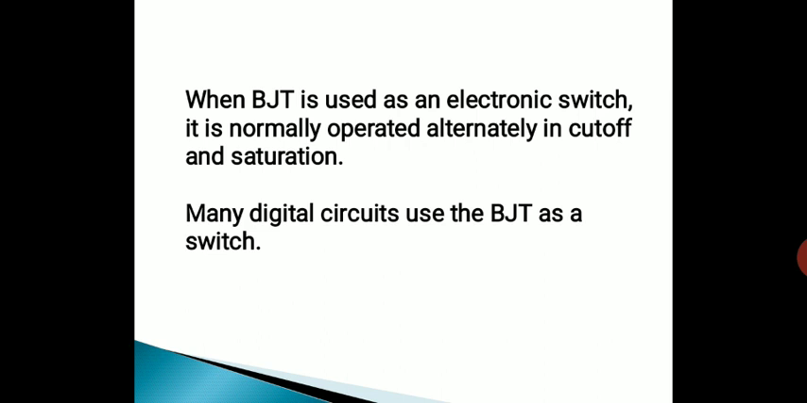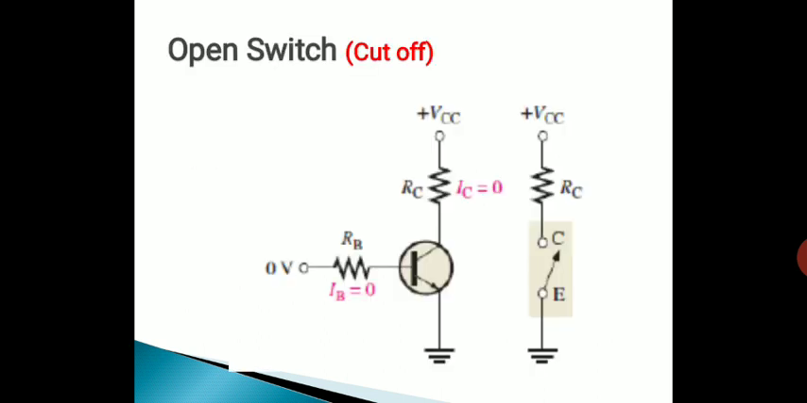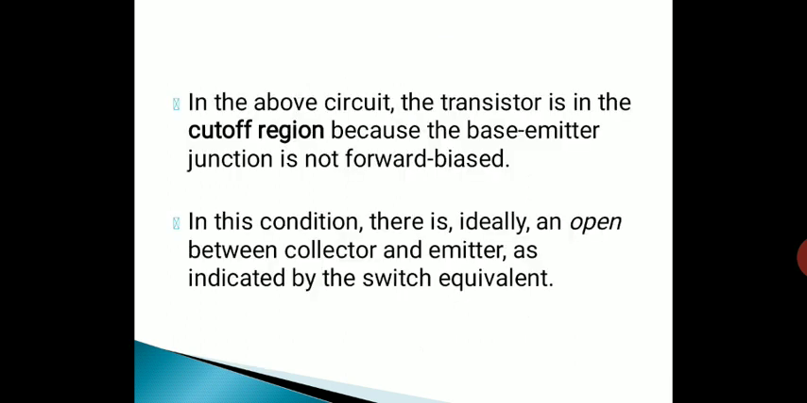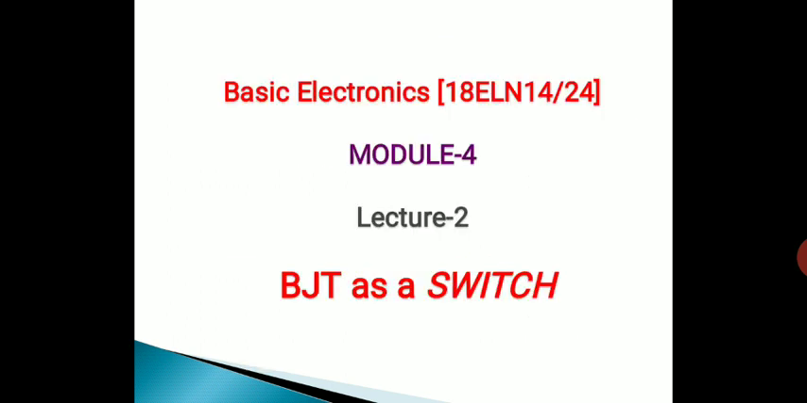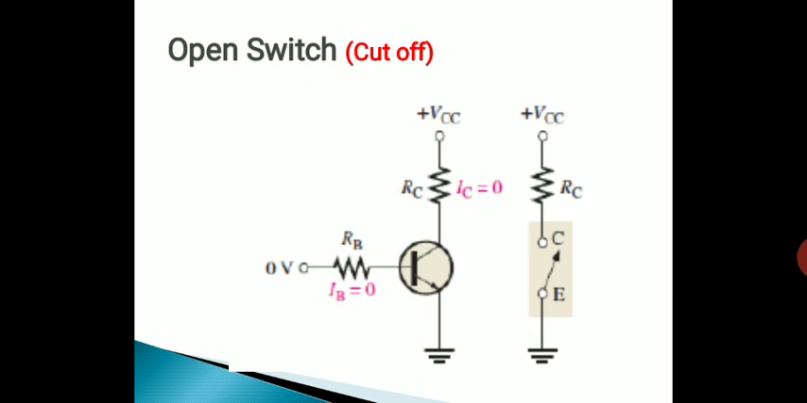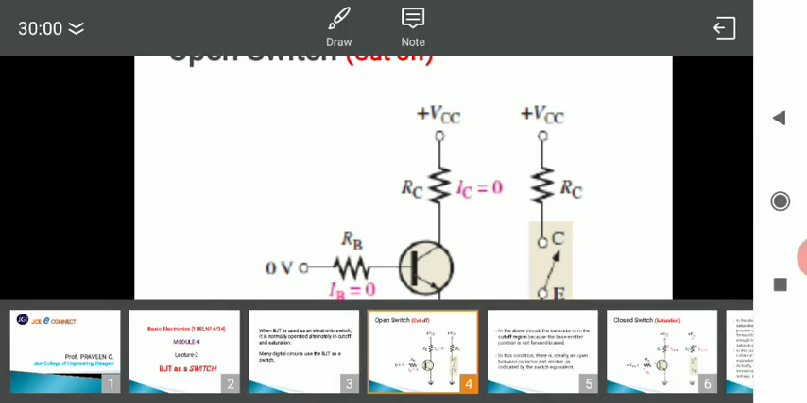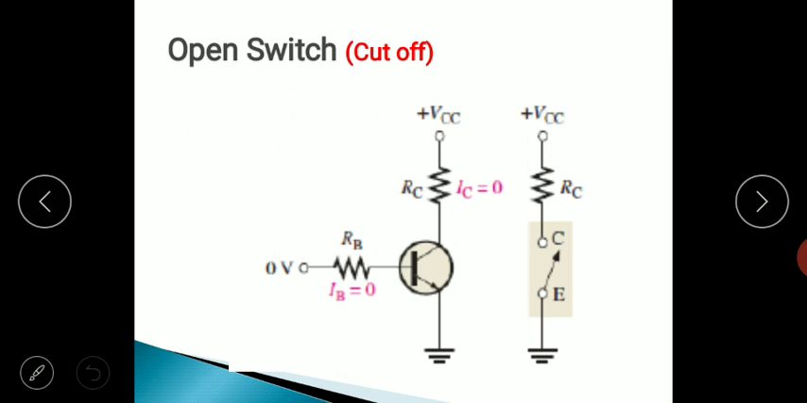So here we'll start with how BJT can be used as a switch. First we'll study the open switch condition of the BJT switch, that is when the transistor is in cutoff mode. In this circuit you can see we have used a common emitter transistor circuit, wherein the emitter is connected to ground, we give input to the base, and we take the output at the collector.